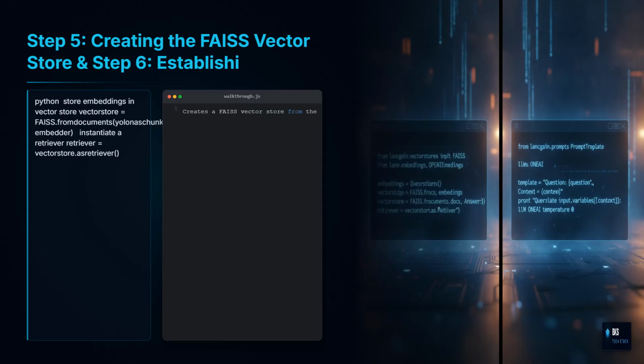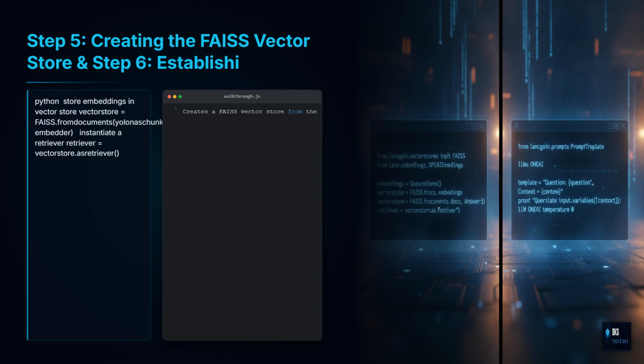Step 5 is where we build our knowledge base. We use the FAISS library to create a vector store. We feed it our YOLO NAS chunks and the embedder we just set up. This efficiently indexes all our data. Then we create a retriever object directly from this vector store.